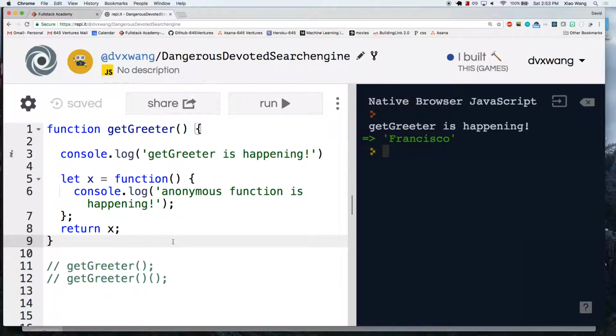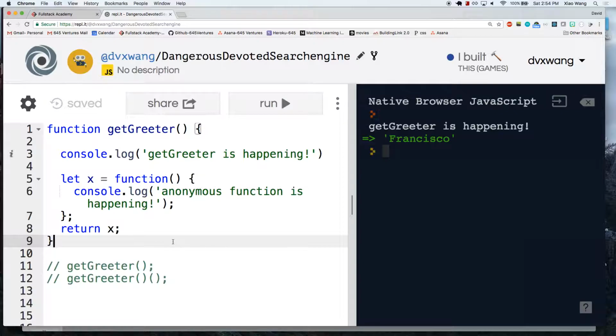Where's the return statement inside of it? It says return x. Where? No, this is for get greeter. I'm looking at the anonymous function, which is on lines 5 through 7, the 3 lines here. Where is the return statement inside this function? There is none. So what am I returning? Okay, undefined, right? You see how this function has no return statement, it returns undefined by default. It will log that and then return undefined.